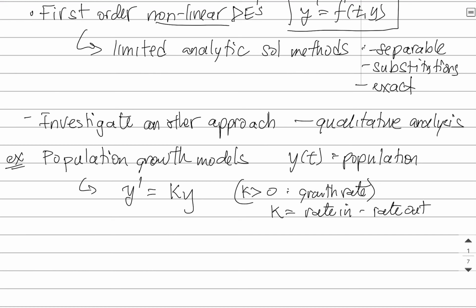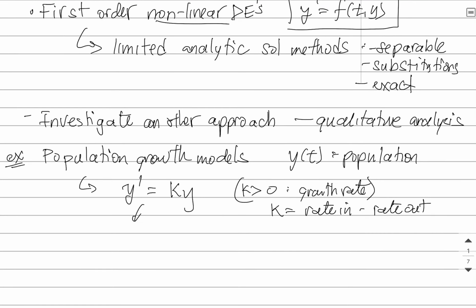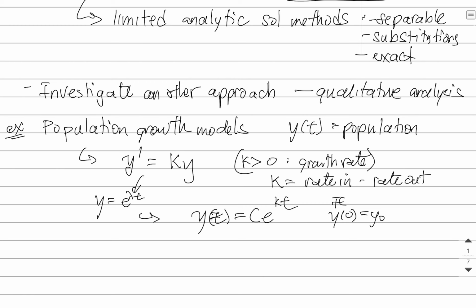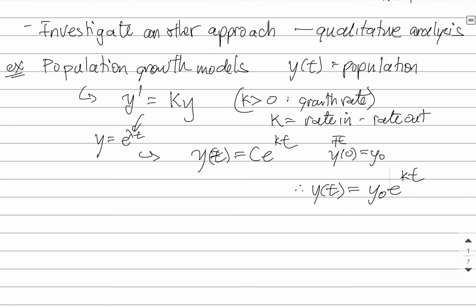We already know that this is a first-order linear problem. We know that the solution is of the form e to the lambda t. So if you sub this in, you'll find that y of t has to be c e to the kt. If you have an initial condition of y naught, some initial population, what you'll find is that the solution formula is y naught e to the kt. So this is exponential growth.